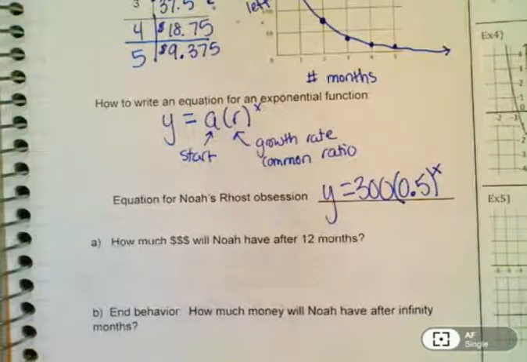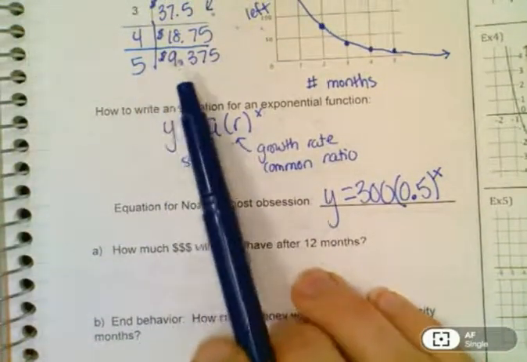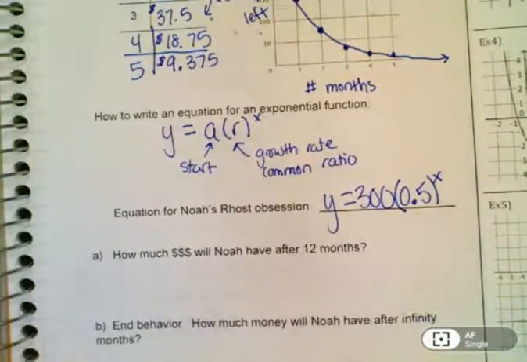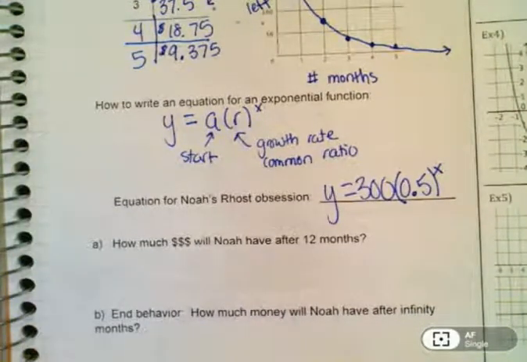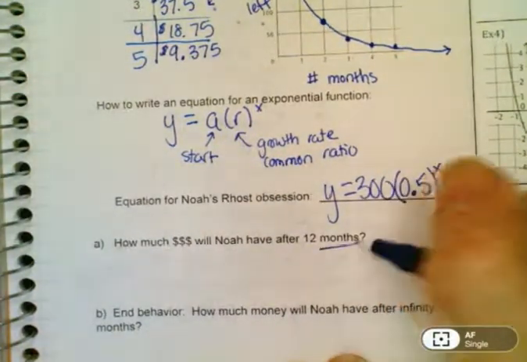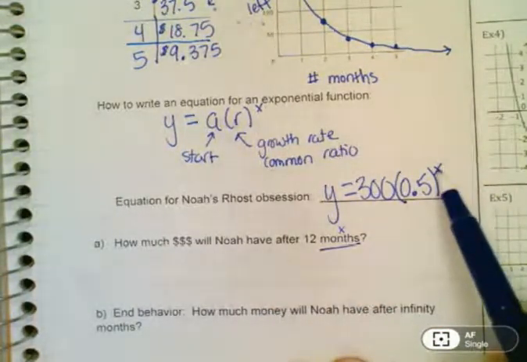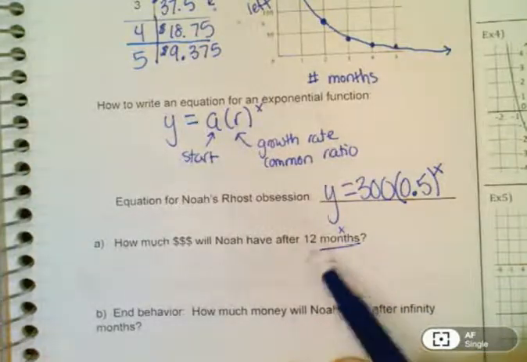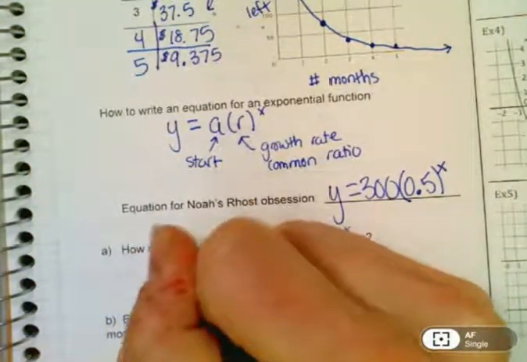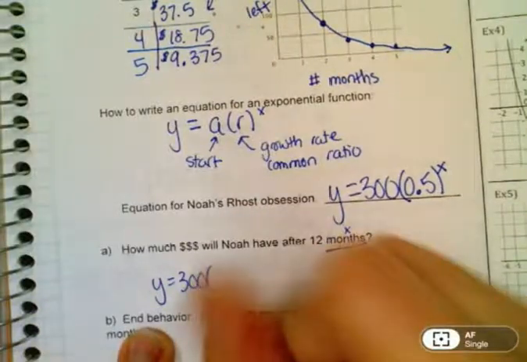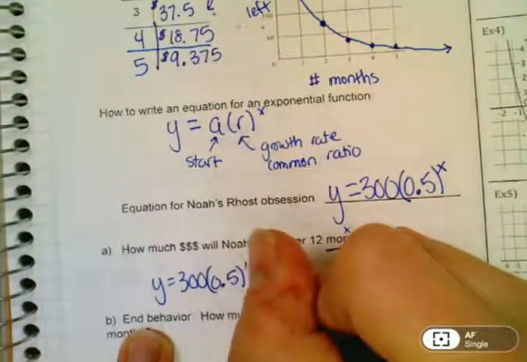So we're going to use that lovely equation to answer this one question. The question is, how much money will Noah have after 12 months? It's probably not going to be a lot of money, right? Because after 5 months, he already went from $300 to $9. So I think after 12 months, he's not going to have much left. But let's figure it out. Months is x in our equation. And so all we have to do is come back up to our equation and replace that x with 12. So let's do it. Y equals 300 times 0.5 to the 12th power.